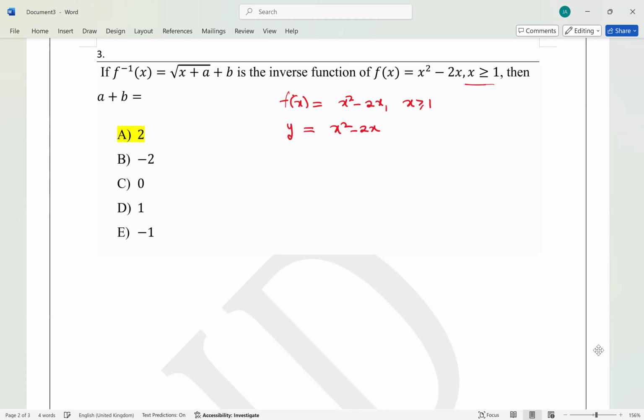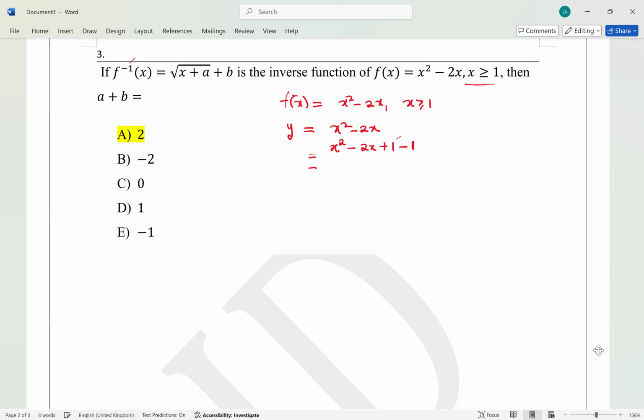We have 4 steps. The first step is to solve for x in terms of y, because we're looking for f inverse. So here we have to use the completing the square method. So this is going to be x squared minus 2x plus 1 minus 1. Because you take half of the coefficient of x, you divide it by 2, which is minus 1. Then you square it, you add it, and you also subtract it.